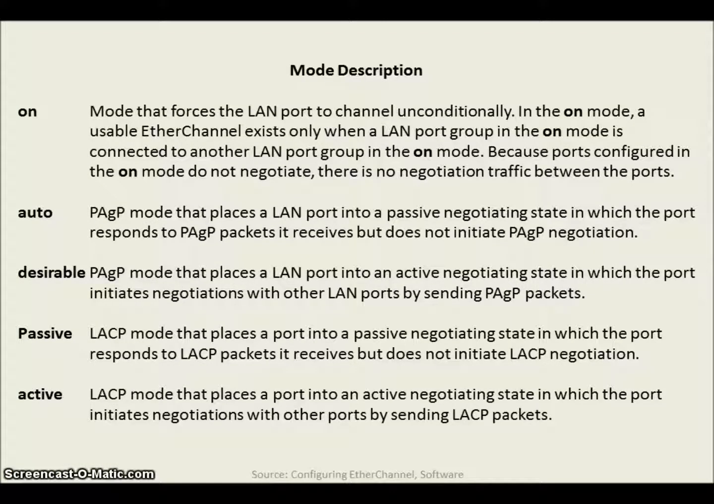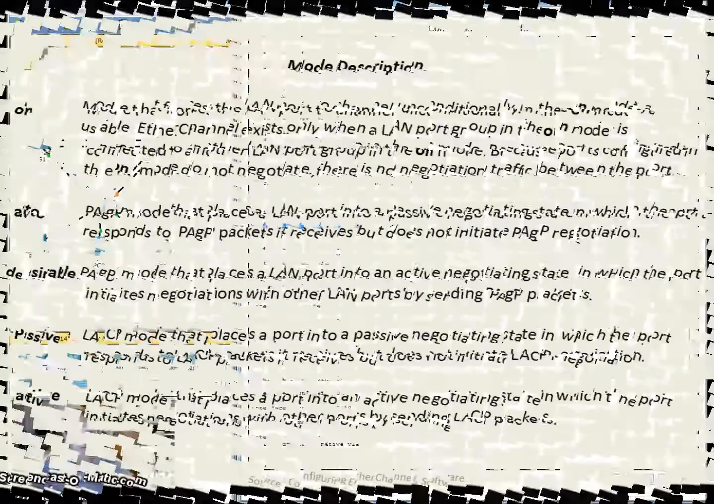This is the mode descriptions. On will force an EtherChannel without protocol. Auto and desirable are the Cisco proprietary port aggregation protocol, or PAgP. Passive and active are the IEEE standard link aggregation control protocol, or LACP. Active and desirable, for the respective ones, will negotiate the EtherChannel.